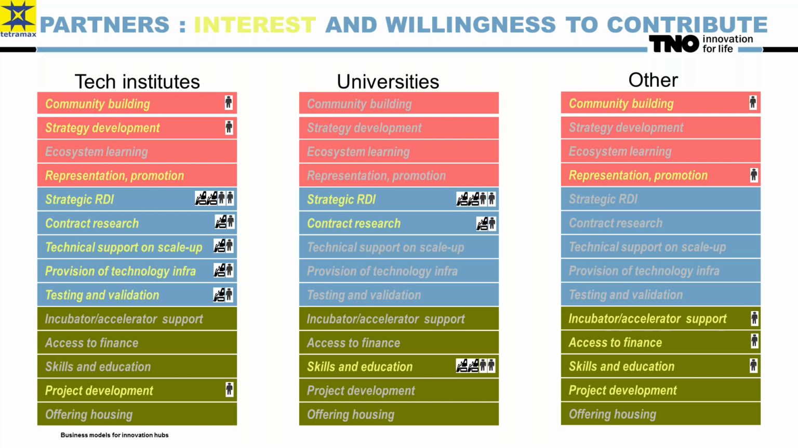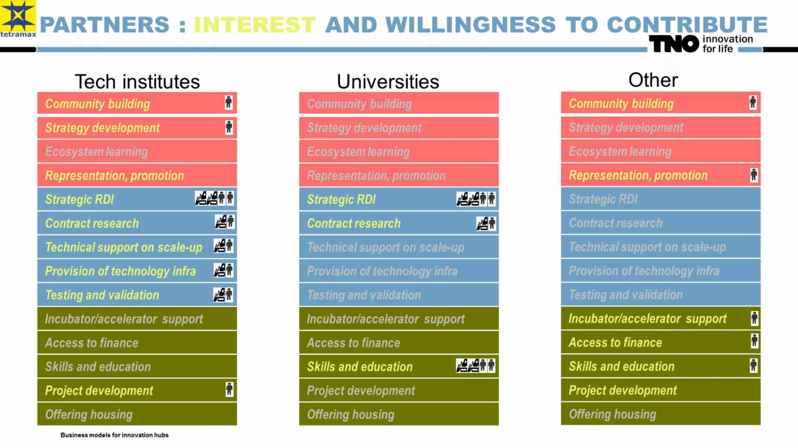The strategic, the blue ones, are also very much there. The people icon is in-kind people, and the other one is in-kind tech infrastructures. Universities are a little bit more oriented towards strategic RDI and contract research. Perhaps there's some community building, but in my experience, they're not in it so much for these kinds of things, other than the tech institutes.